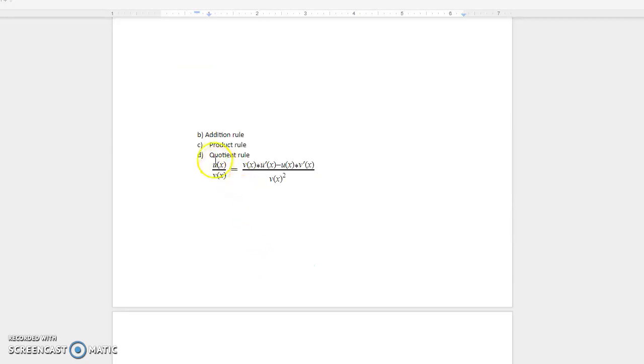Alright, so this is the video for the quotient rule. The quotient rule tells us that the derivative of u of x over v of x is v of x times u prime of x minus u of x times v prime of x, and that's all divided by v of x squared.